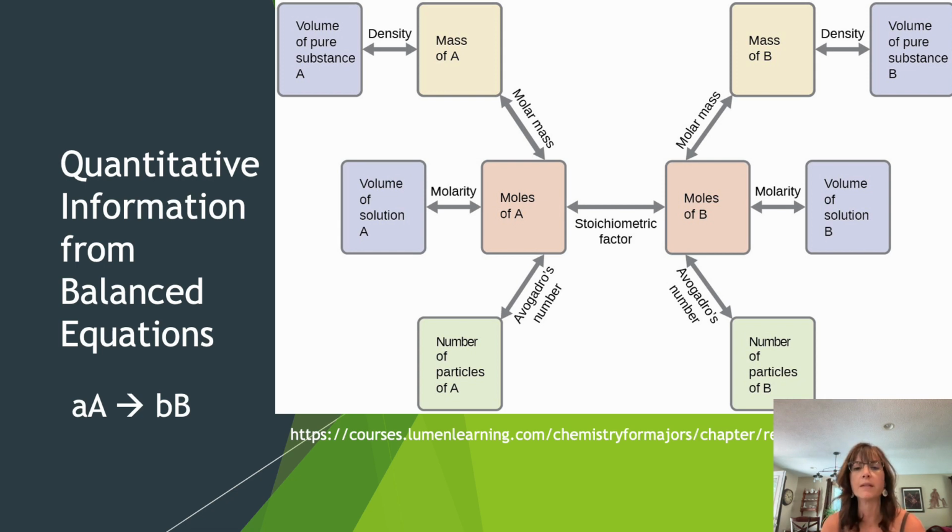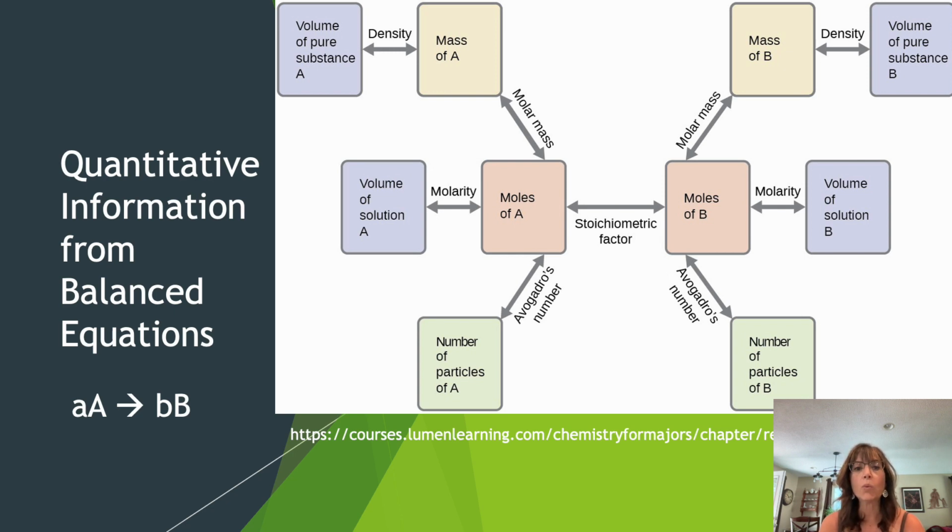Let's jump into this. So when you're doing stoichiometry, let's look at a very basic equation. A makes B. Stoichiometry lets you determine how much A will make B, how much B will make A, how much you need, how many moles, how many grams. I mean, you could do anything. So take a look at this diagram I found.